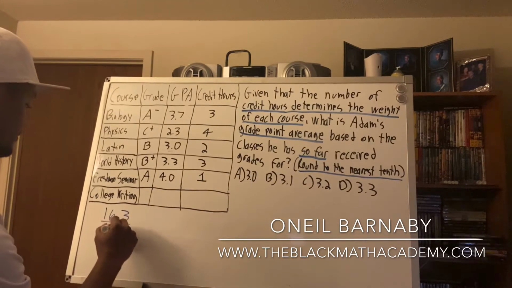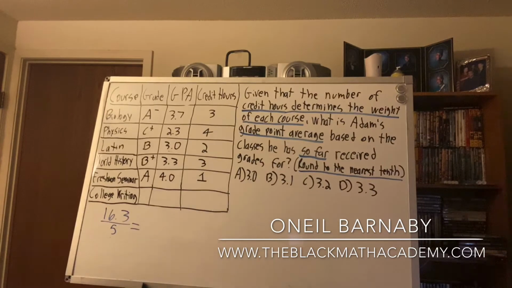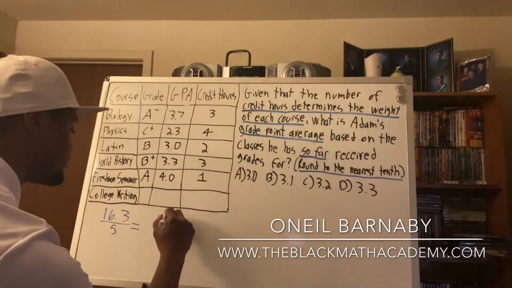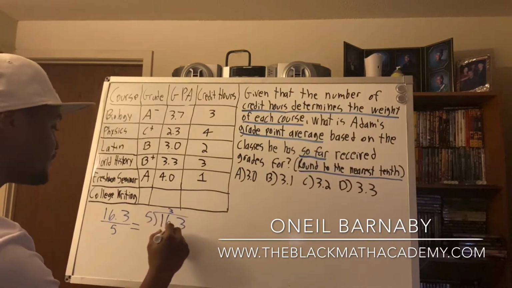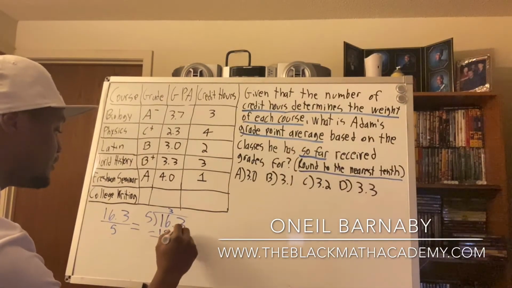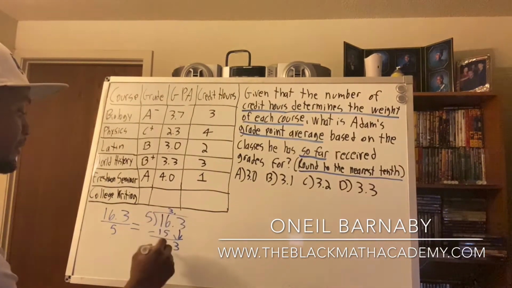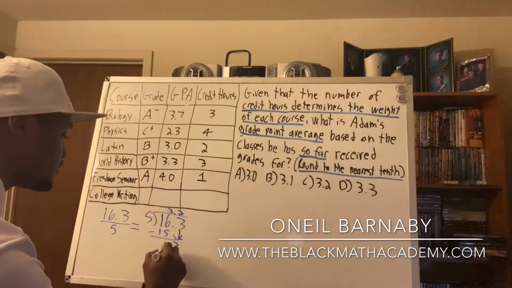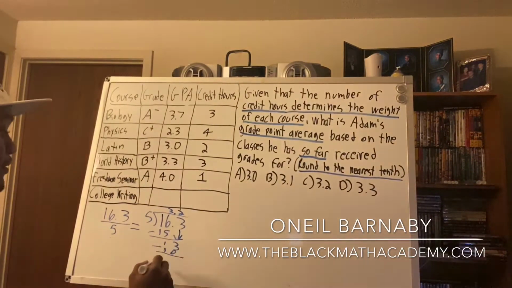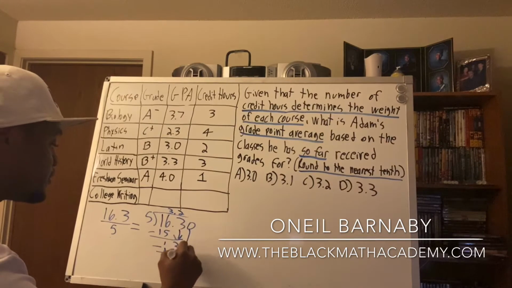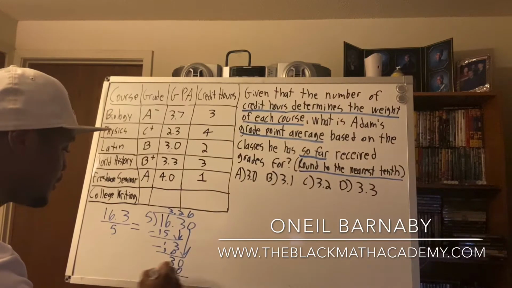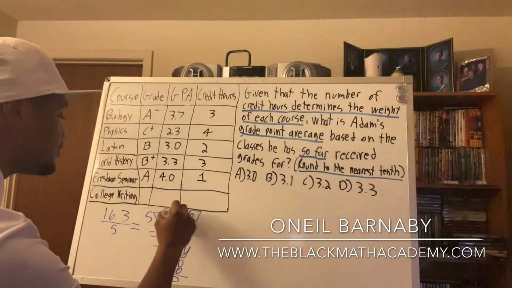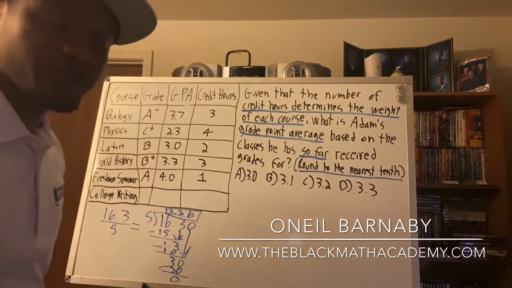So you divide that by 5. 16.3 divided by 5. Let me do the math a little bit. You get 3. That's a 15. Subtract, you get 1. Bring down the 3, you get 13. 5 goes into 13 twice, which gives me the 10, and 13 minus 10 is 3. Add a 0 and drop it. 5 goes into 30 6 times, and nothing is left over. So 3.26 would be Adam's GPA.